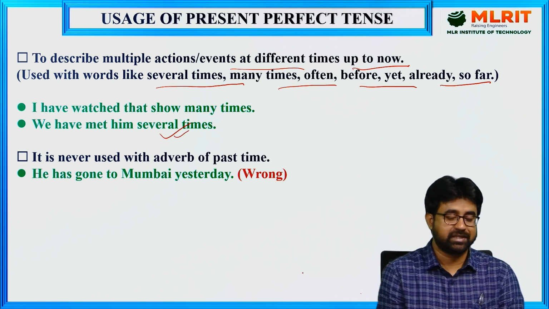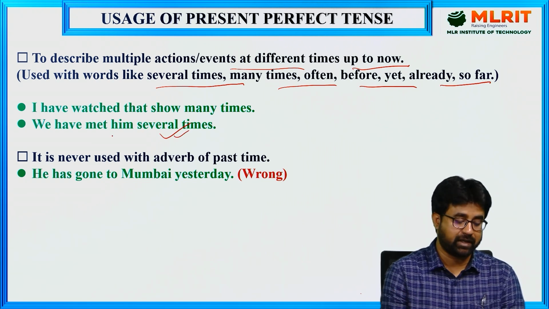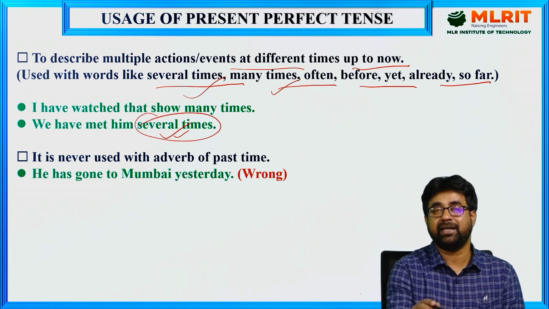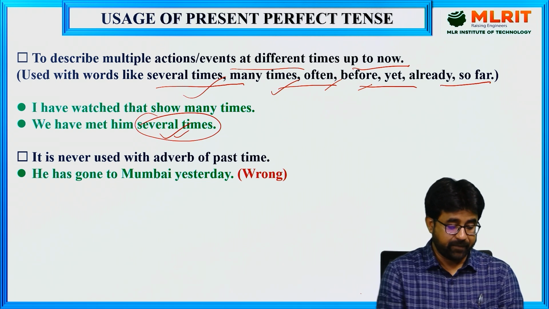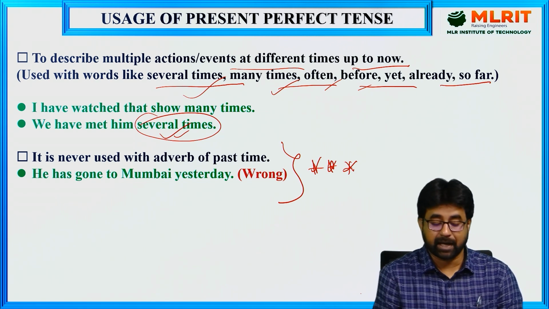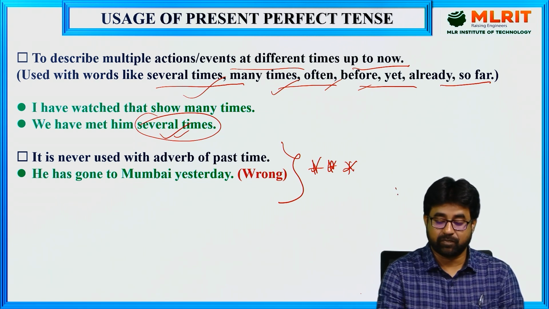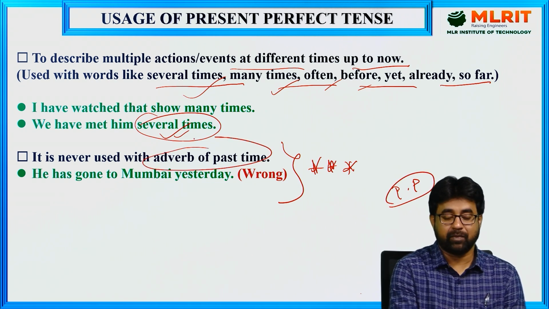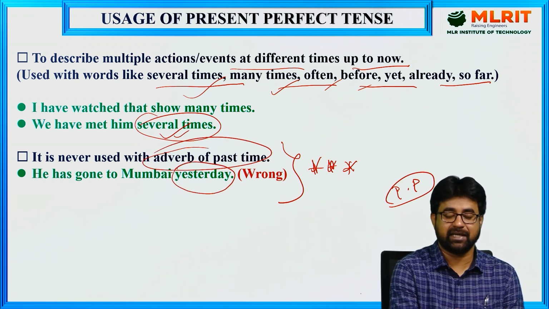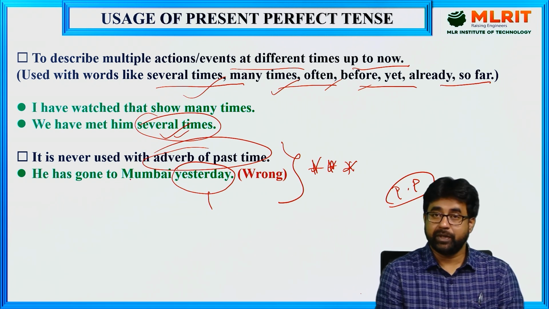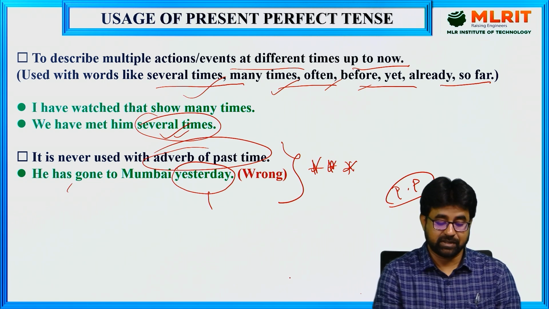So which tense am I using? Present perfect tense. We have met him several times. Normally these kinds of expressions would be there: several times, many times, often, before, etc. It is never used with an adverb of past time. This is one serious fact that you need to keep in your mind. We should not be using present perfect tense with an adverb of past time. Now what is an adverb of past time? See the example. Yesterday is an example of an adverb of past time, right? So we should not be using present perfect tense with an adverb of past time.